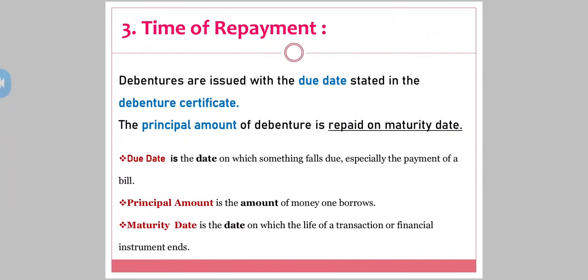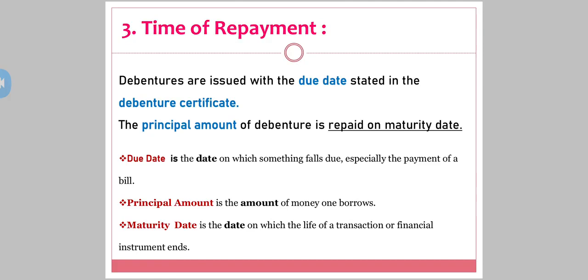The third feature you have got is time of repayment, when the company is going to repay the amount. See, debentures are issued with a due date stated in the debenture certificate. When the company issues the debenture certificate to the debenture holder, at that time only the company mentions the due date, that is, when the company is going to repay the money, the time of repayment. The third feature: due date.